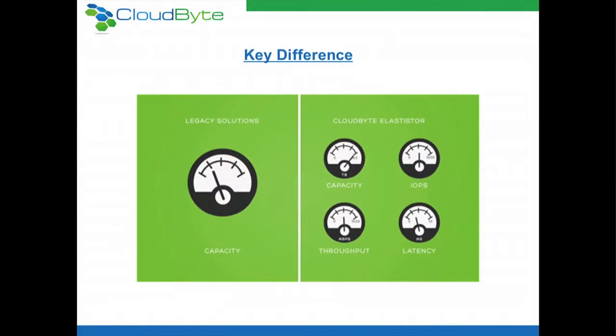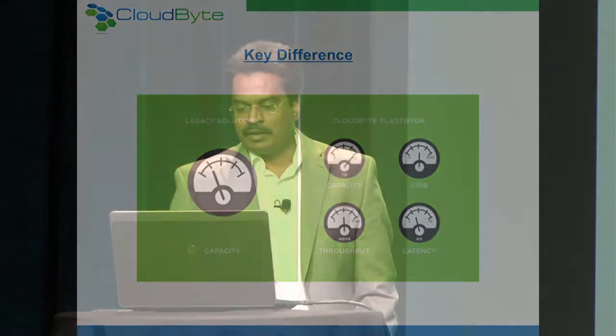When you say storage in CloudByte, it will always be capacity along with other performance parameters like IOPS, latency, and throughput. Compared to other legacy solutions, it is just capacity. Let me quickly move on to the demo.